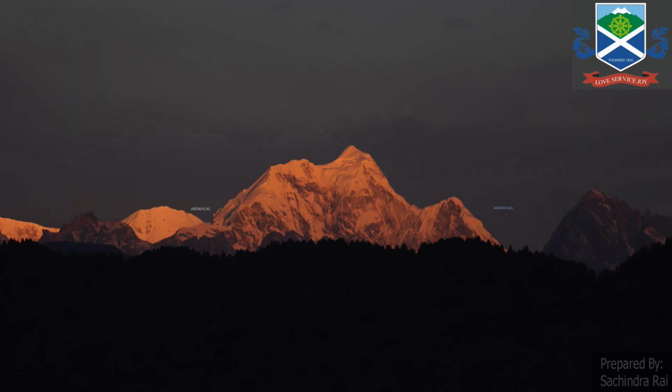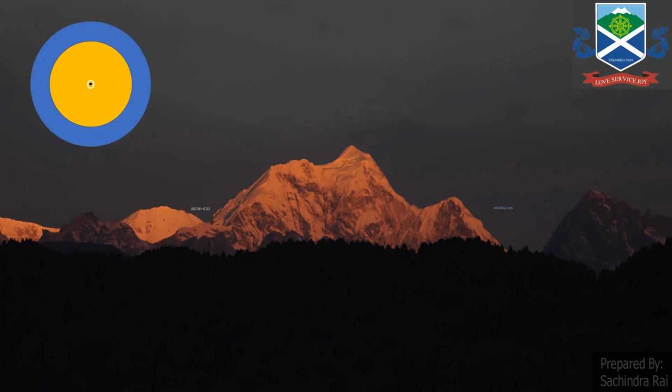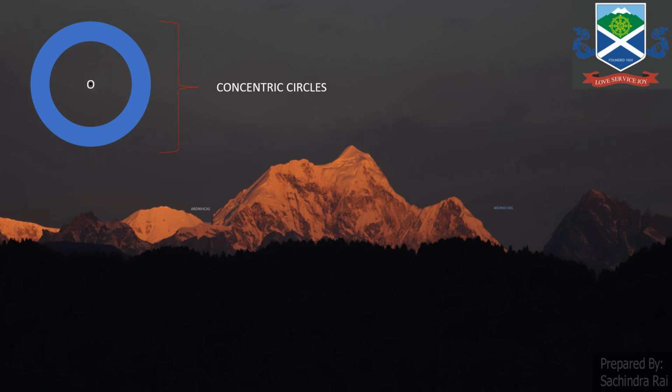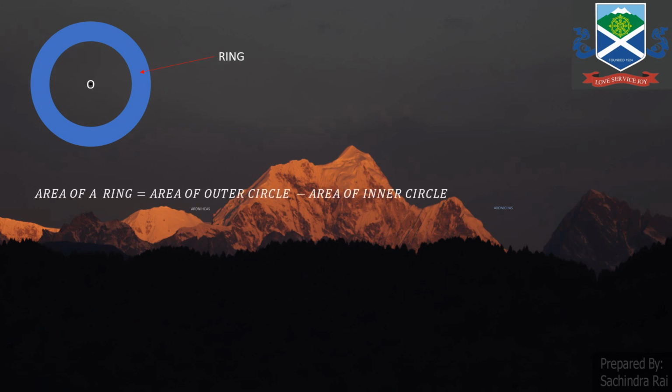Last but not the least, let us take a center O, and taking this center, we draw a circle, that is this yellow circle, and by taking the same center, we draw another circle, that is the blue circle. These types of circles using only one center are called concentric circles. Now from these concentric circles, if I take out the yellow portion, then we get a ring of a circle. So the area of a ring is equal to area of outer circle minus area of inner circle, because I have taken out the inner circle from the two circles.